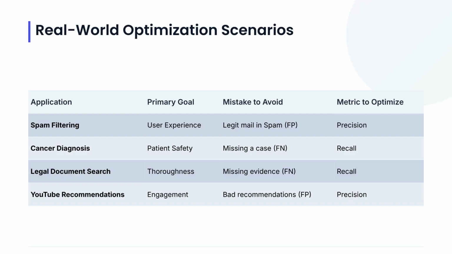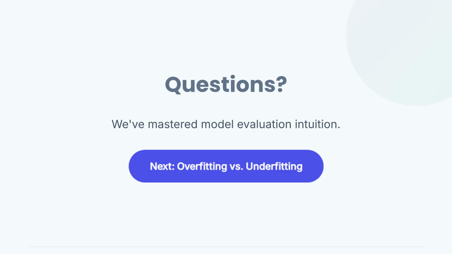For spam filtering, we optimize precision to avoid flagging legitimate mail. For cancer diagnosis, we optimize recall to avoid missing a case. This concludes our video on model evaluation intuition. The next topic will be overfitting versus underfitting.